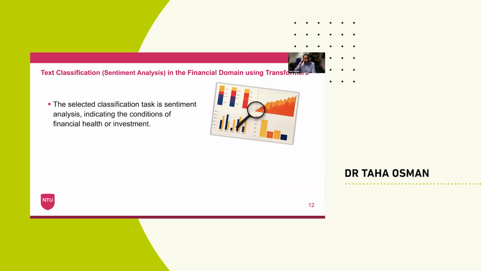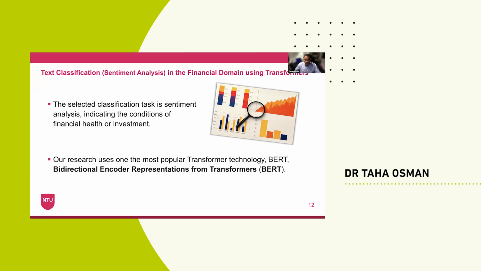So, returning to the main focus of the presentation, which is how can we improve text classification in general, or how can we improve the text classification of large language models? The domain that we started to work with is the financial domain, and the selected task for this financial domain was sentiment analysis. So we had a large number of financial texts, and within this financial text, we wanted to have an indication of the conditions for investment as expressed in this particular financial text. The neural network that was used within this task was BERT, or the Bidirectional Encoder Representations from Transformers.